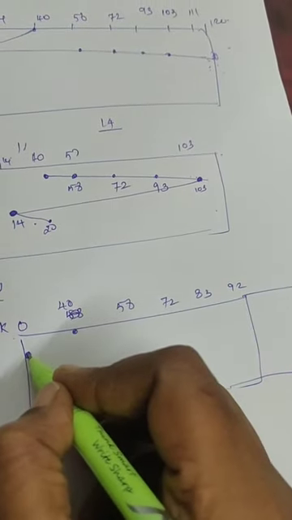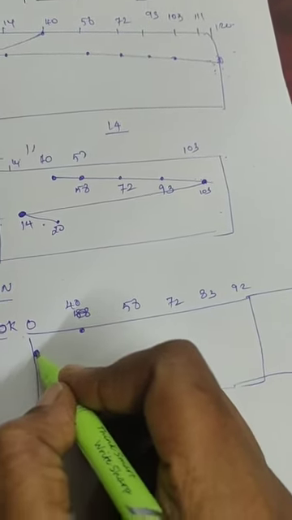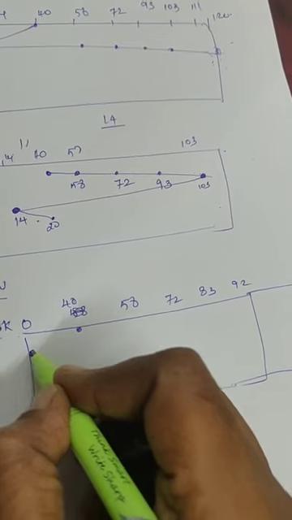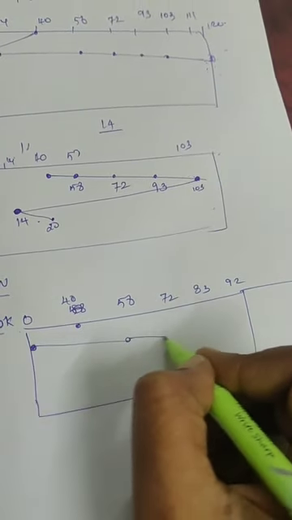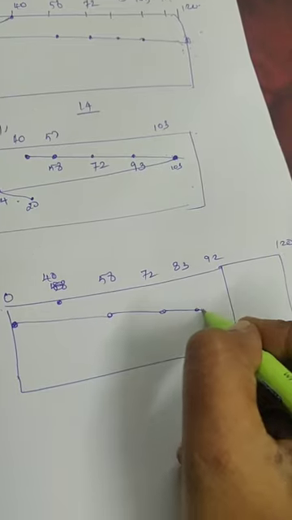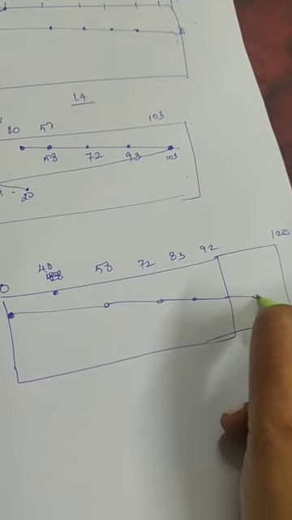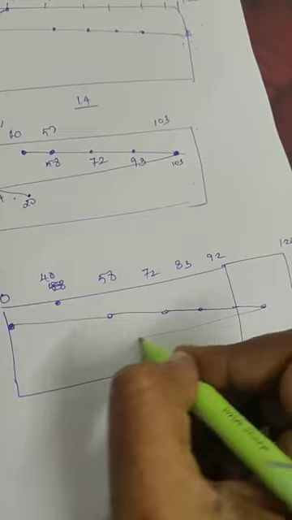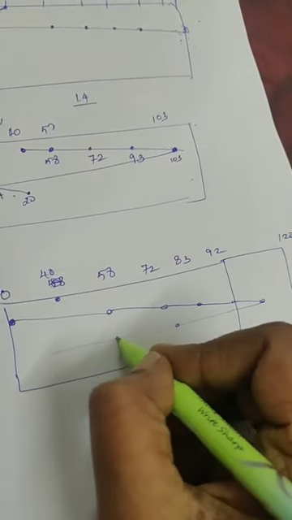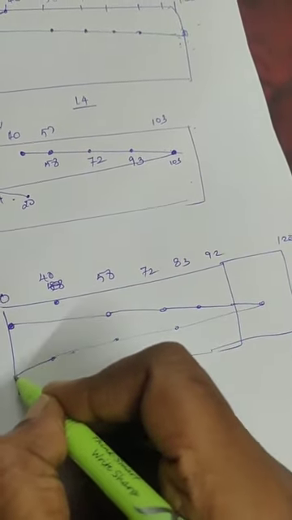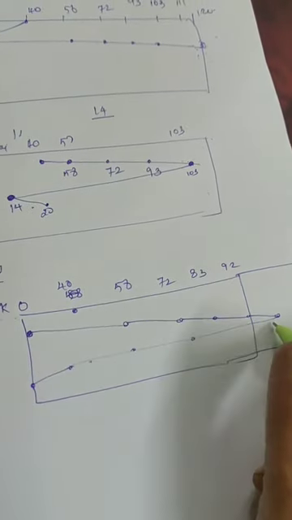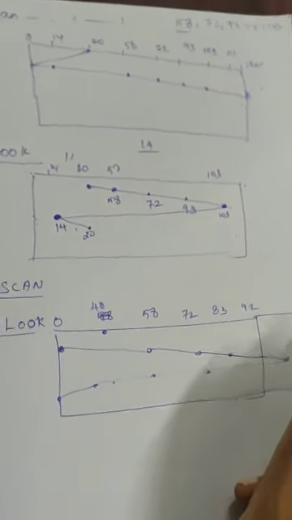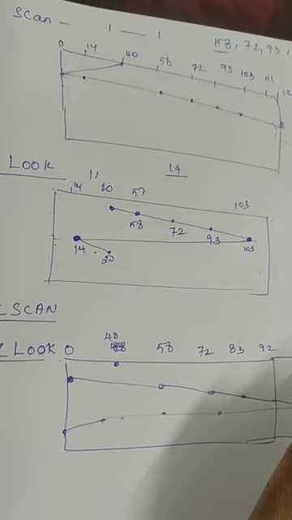It moves towards the 0 and it comes to this 58, 72, 83, and it goes only till 92 and 103. It comes reverse. On reverse it services and it comes to the start point, and then it moves. Okay, that is the difference between C look.